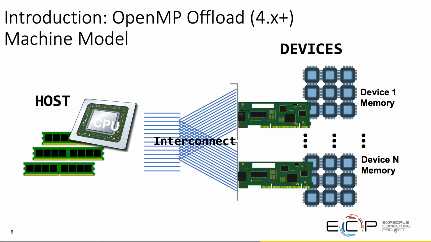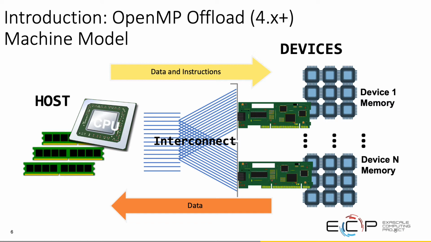Starting with the OpenMP 4.0 specification, OpenMP introduced the device offload machine model. The directives introduced enable you to offload data and computation to devices such as GPUs. This makes it easier to write portable heterogeneous parallel code, as well as lets you free up the CPU while computations run on the GPUs. At the end of the computation, you can copy the data back to the CPU.